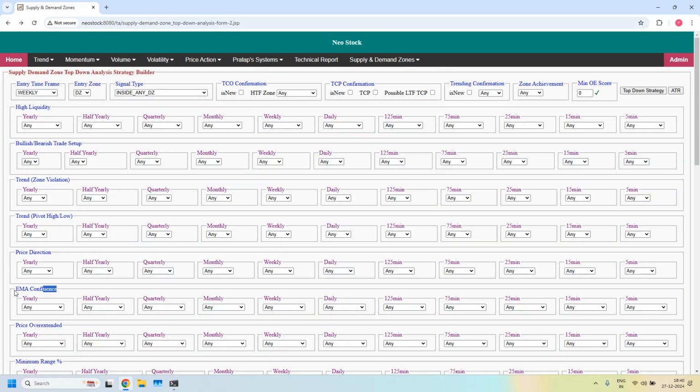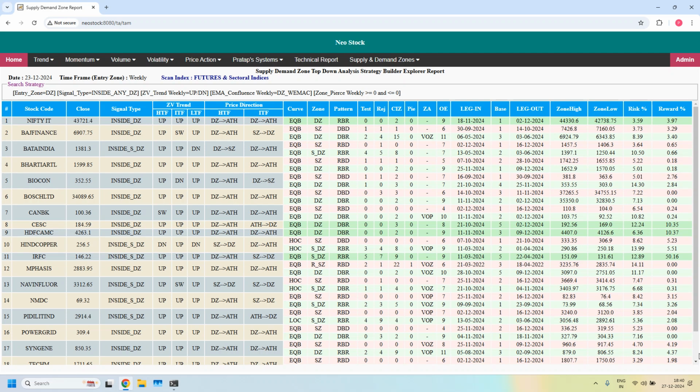So in the EMA Confluence, at a weekly time frame, I am setting the filter weekly demand zone having weekly EMA Confluence, and the trend on weekly time frame should not be sideways. It can be up or down. So with these filters from 47 stocks, now the list is reduced. First 17 stocks in the list.